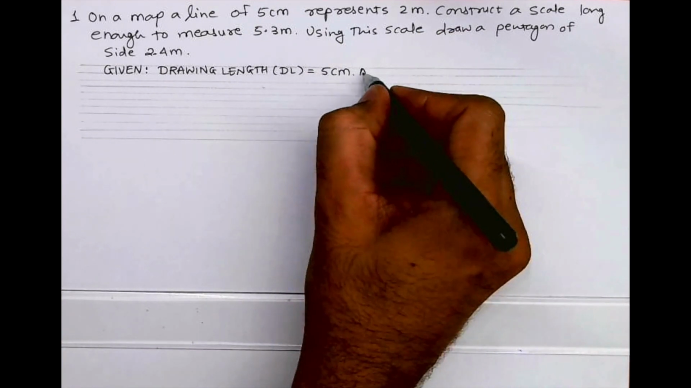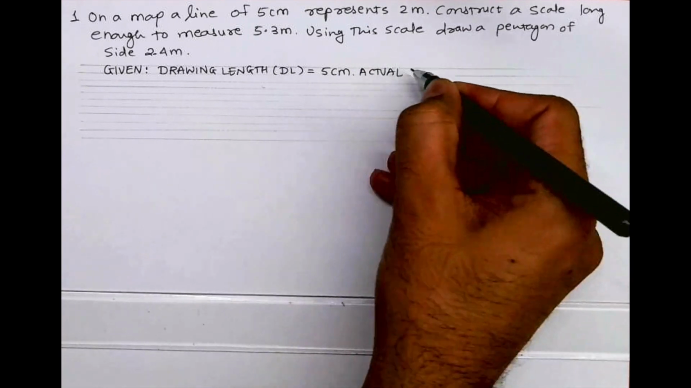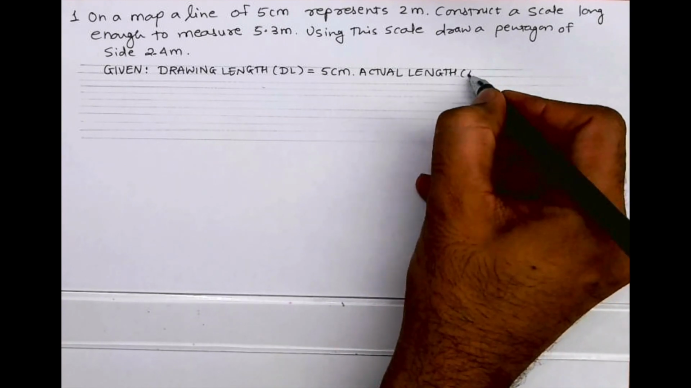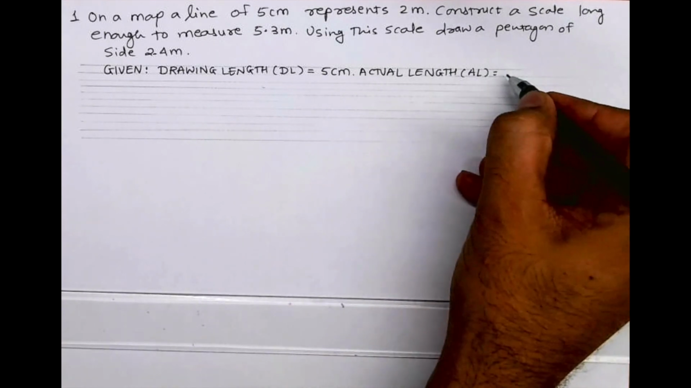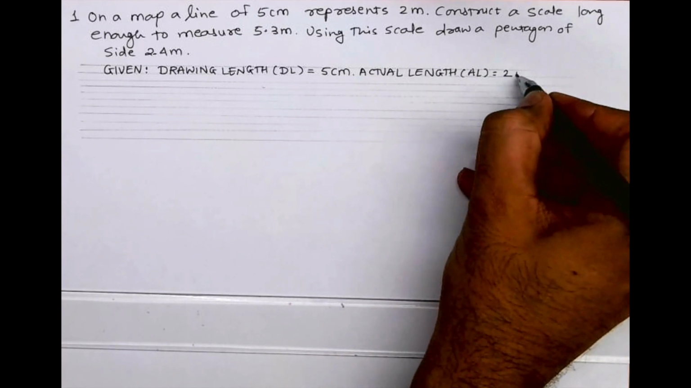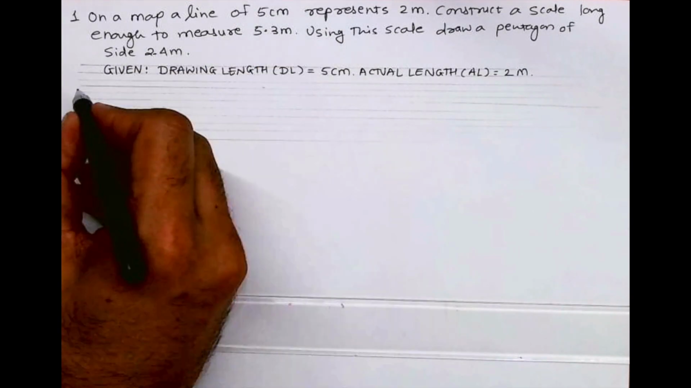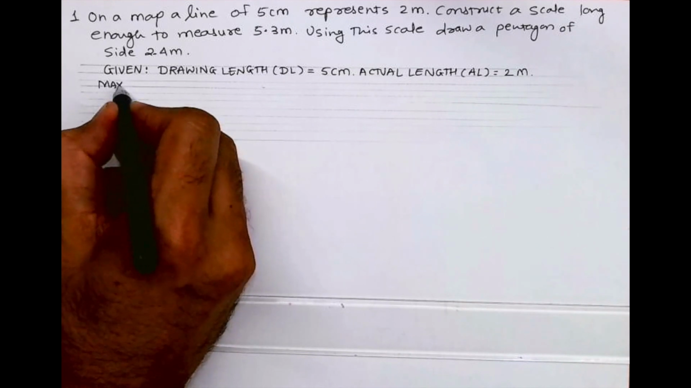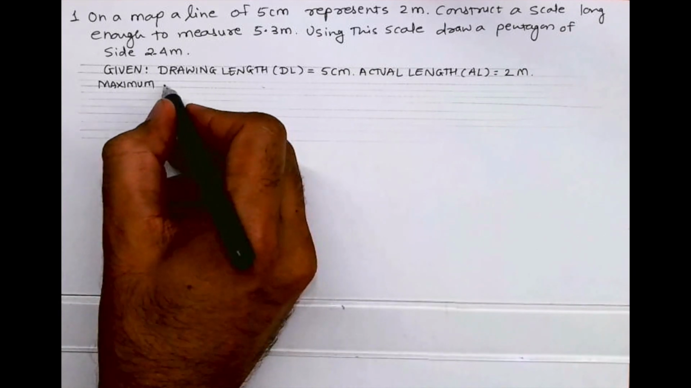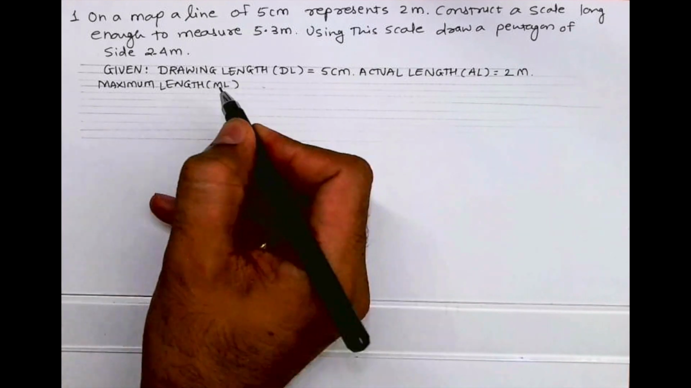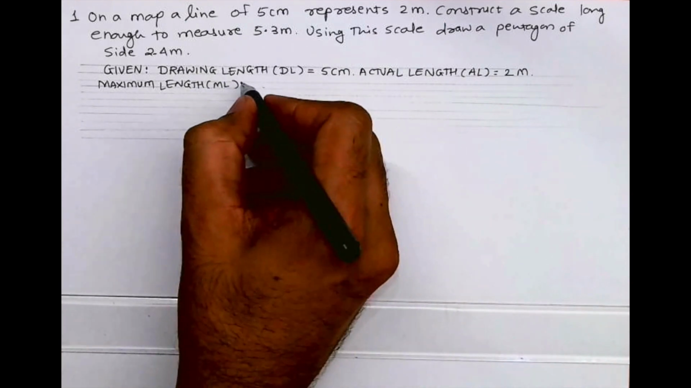Then it represents 2 meter. So that is actual length. So actual length is 2 meter. Then if you see, maximum length is 5.3 meter. So we will round off to 6. Always remember, maximum length can't be in decimal.